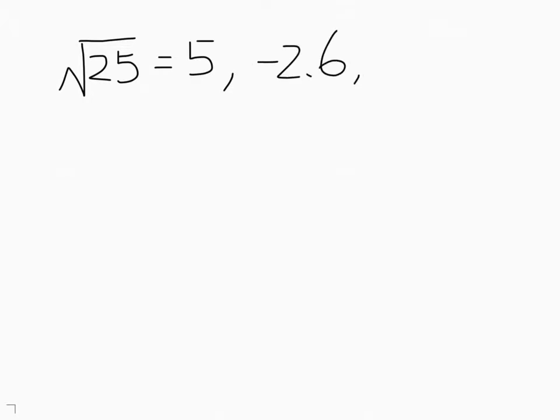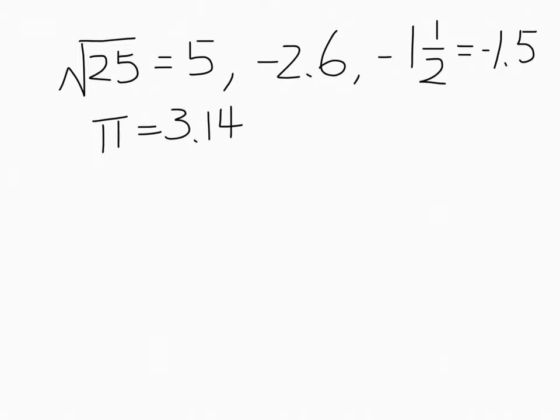Question number 1. Order the following from least to greatest. You're given 5 numbers. So you have square root of 25, which you can simplify to 5. The next number is negative 2.6, followed by negative 1.5, which in decimal format is negative 1.5. Next one, we have pi, the most famous irrational number, which is close to 3.1416. And the last one, we have 3.71 without endings, which is 3.7171, and so on. So how do I put them from least to greatest?